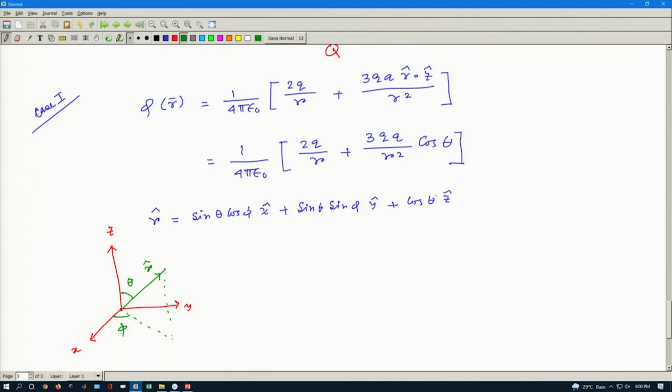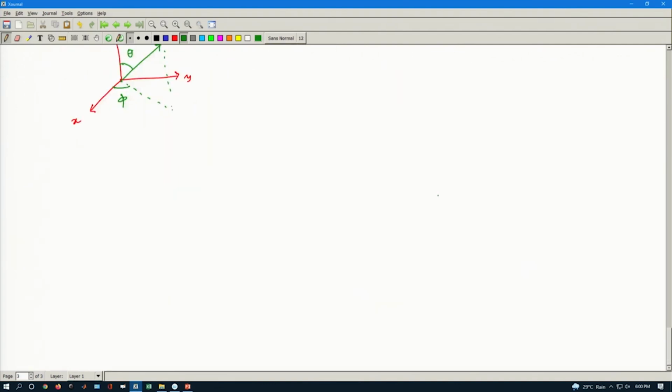But for case 3, let me write here for case 3. For case 3, the potential that you calculate is 1 by 4 pi epsilon naught.